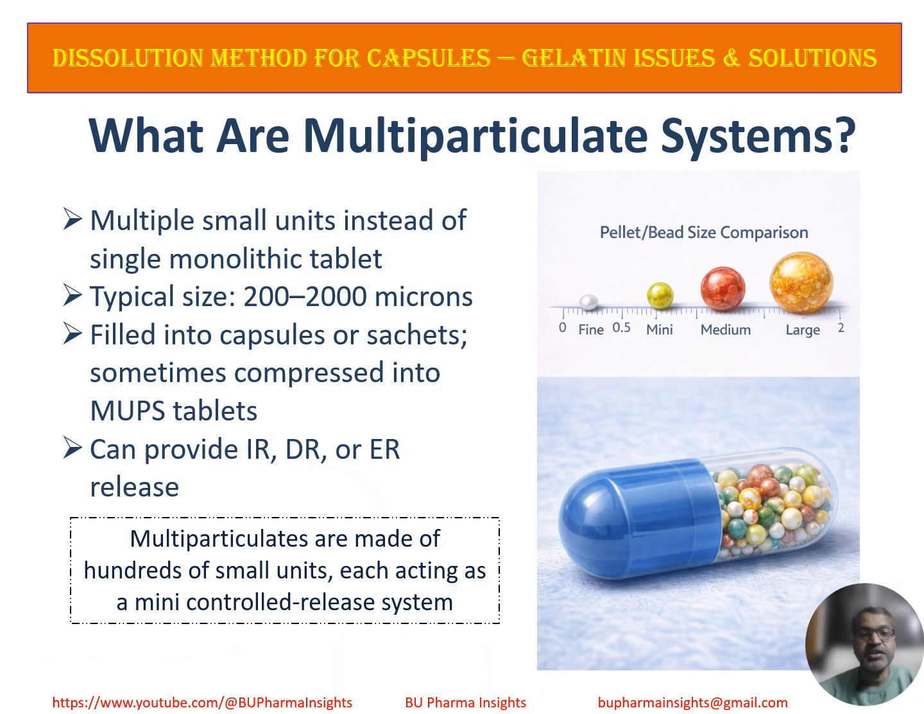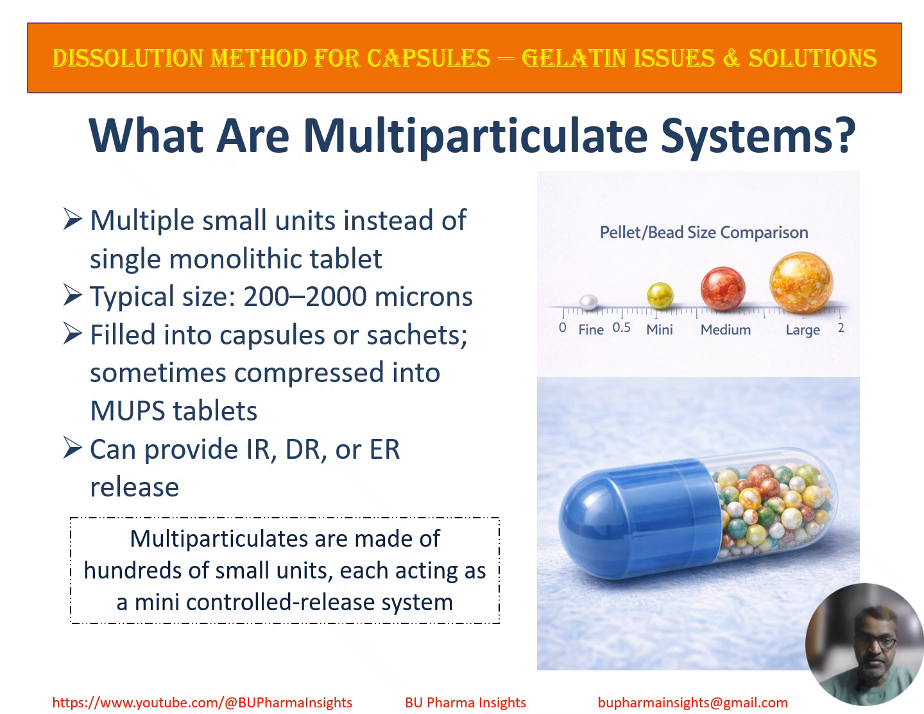These units include microgranules, coated beads, non-permeable seeds, and MUPS, multi-unit pellet systems. Typically, particle size ranges from 200 to 2000 micron. They are usually filled into capsules or sachets, or compressed into MUPS tablets.